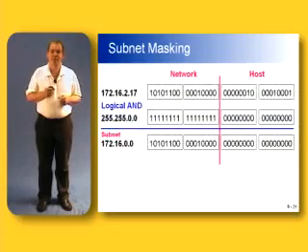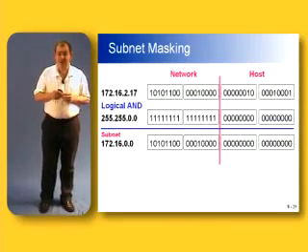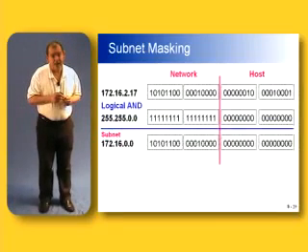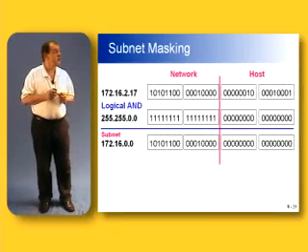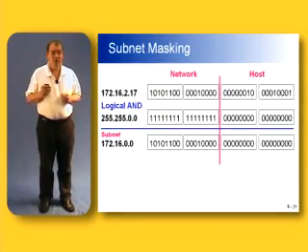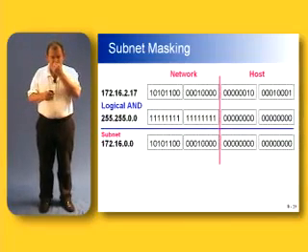So let's just see that happen. Here's an IP address, 172.16.2.17, our old friend again. And what we've done is convert the whole address into binary. And then we've got our mask that we're going to apply to that. In this case, 255.255.0.0, 16 1s followed by 16 zeros. And then we're going to do the logical AND between them. Let's just do a couple of octets here.